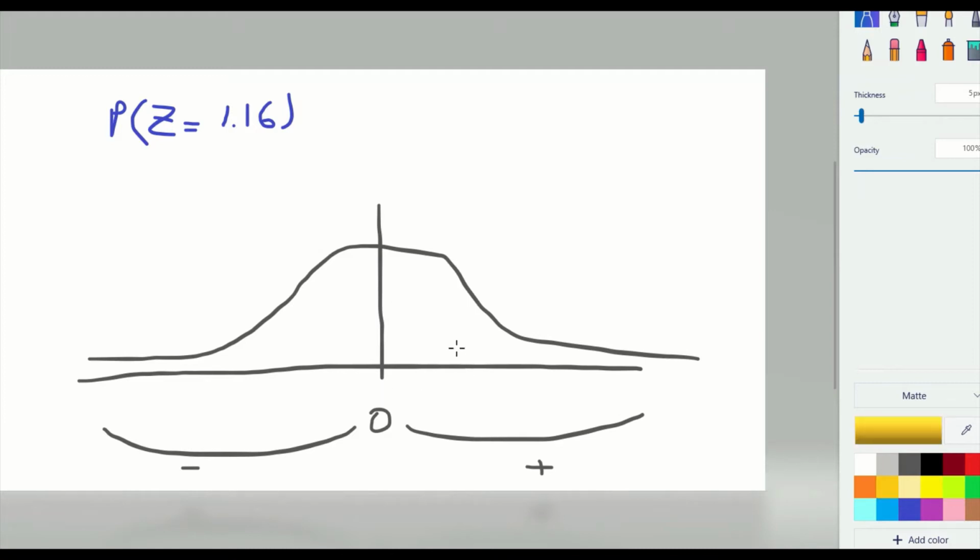In this specific example, you're looking at a Z of 1.16, and since you're... I need to correct this. This is actually less than or equal. And so since you're interested in less than or equal to 1.16, you're interested in looking at the area below that value, and this is given to you directly from the table. The table always will give you less than or equal to the value you're looking for.